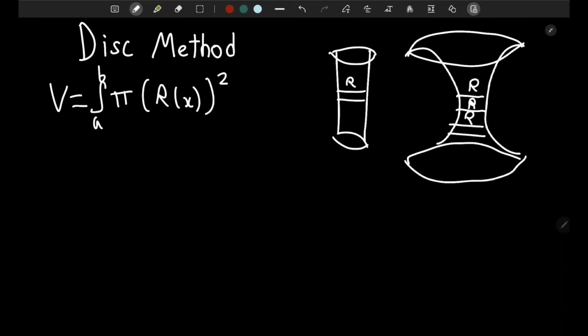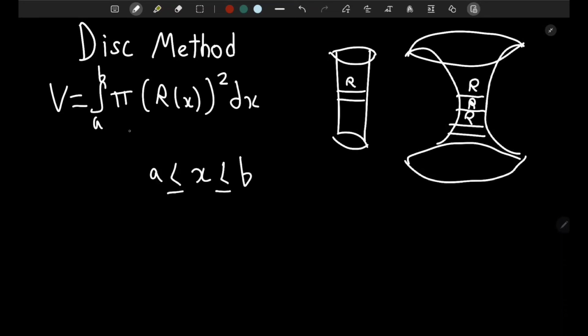And this volume is going to rotate against a line, the x-axis, or it could even be the y-axis, and we will go over that shortly. So right now I'm going to write dx, and here x is going to be between a and b, which are the two limits here.